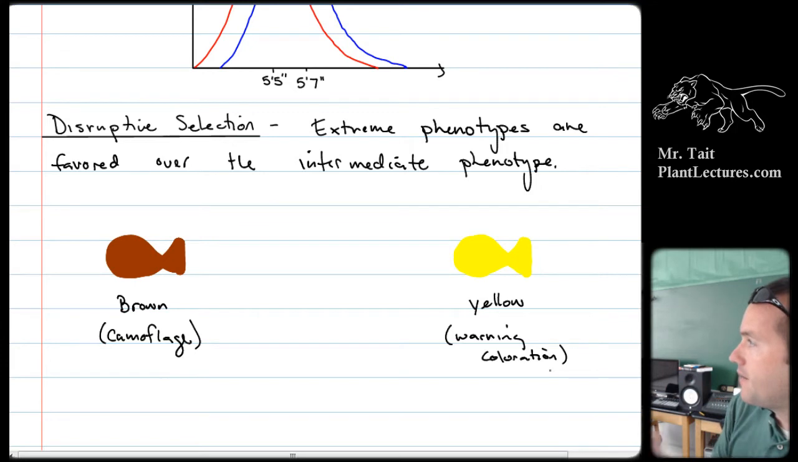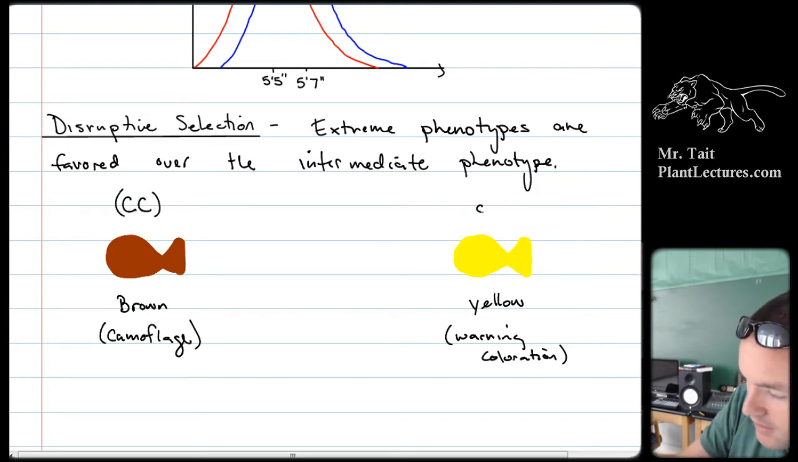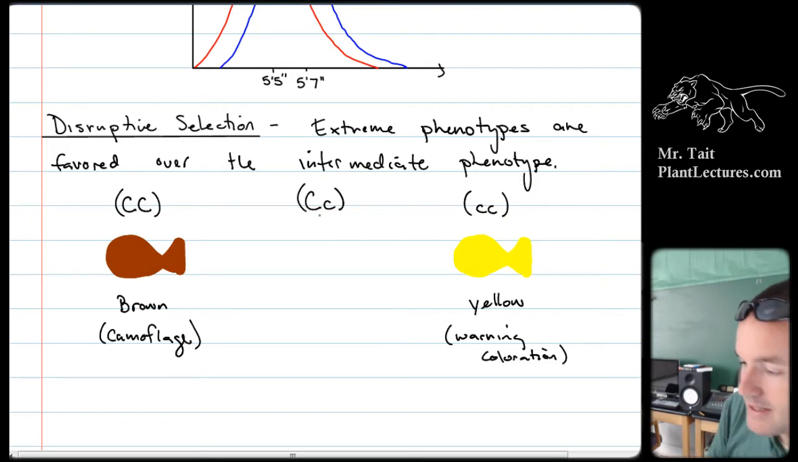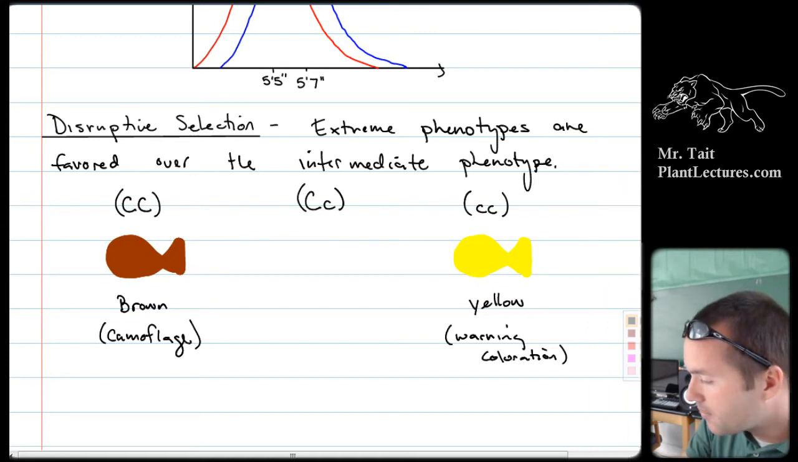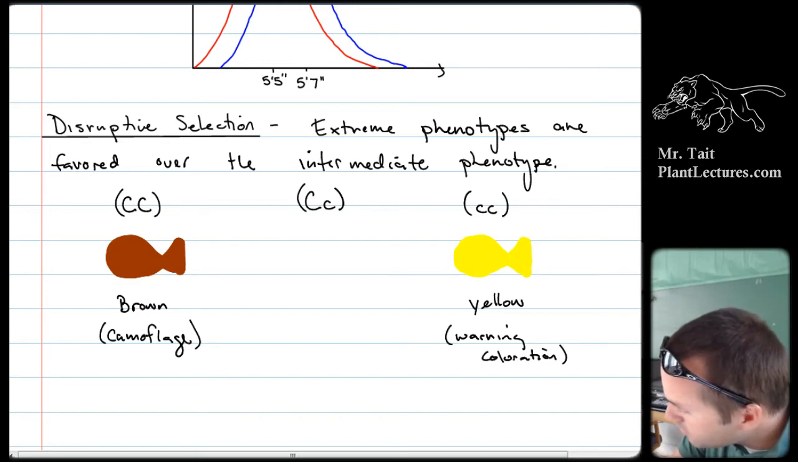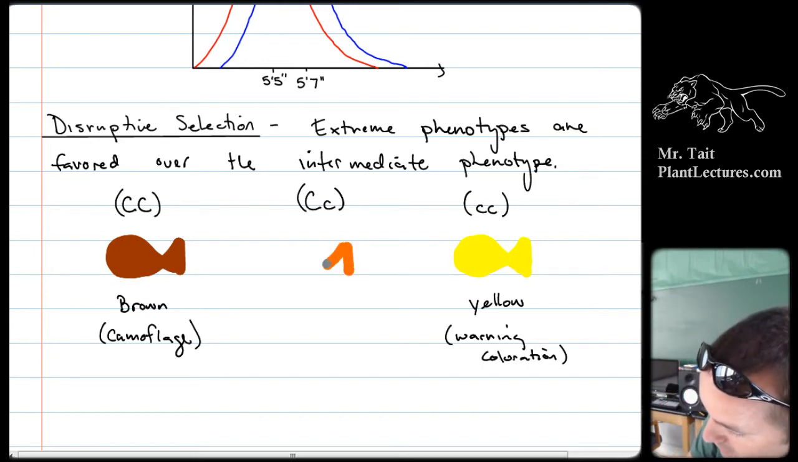But let's say we know the genotypes of these. Let's say the brown fish are big C for their genotypes, and let's say the yellow fish are little c for their genotype. Okay, so if a brown fish mates with a yellow fish, what is the genotype going to be? It's going to be heterozygous, big C, little c, right? And let's say this is a situation where there's incomplete dominance, and incomplete dominance causes it to be like brownish yellow. Yeah. So orangish.